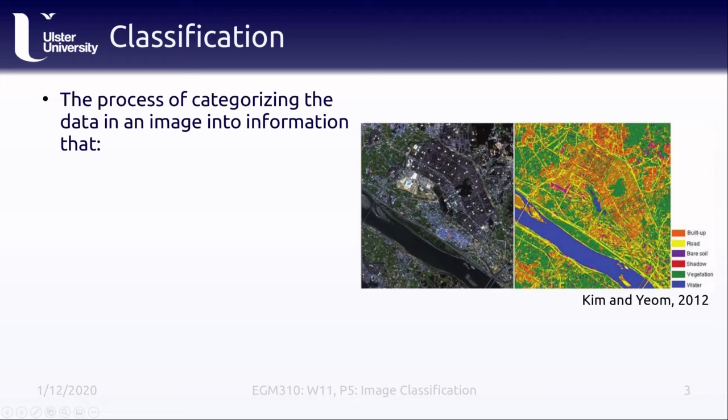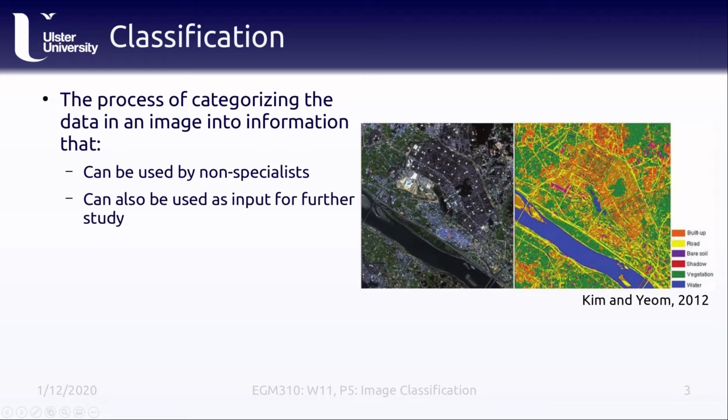The process of categorizing raw image data into information that can be used by non-specialists or that can be used as input for further study is what we refer to as classification. The output of a classification routine is a thematic map of the image. You can see here an example of a remotely sensed image on the left, and a thematic map identifying each of the different land cover surfaces present in the image on the right.